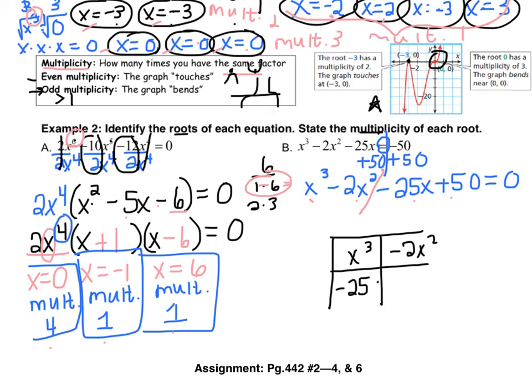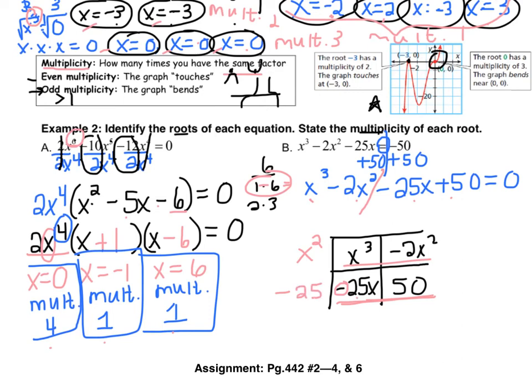Don't forget to copy the signs in front, and now we'll look for the greatest common factor in each row and then each column. So the top row, the GCF of x to the 3rd and negative 2x squared is x squared. In the bottom row, first I see that negative, so I'm for sure going to take the negative out, and you can divide both 25 and 50 by 25.